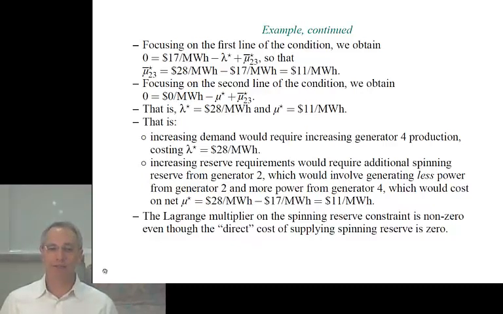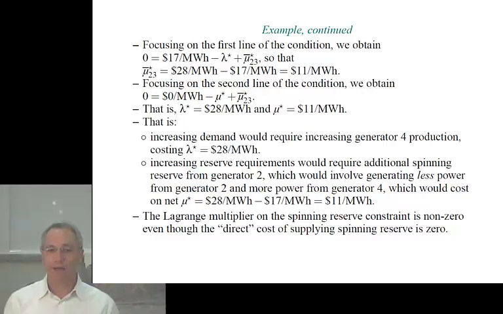So again, using our sensitivity analysis, increasing demand would require increasing generator 4 production. That's different to the previous 300 megawatt demand case. In this 500 megawatt demand case, we're dispatching generator 4, and it is marginal. Increasing demand would require increasing generator 4 production, which would cost $28 a megawatt hour. For the case of reserves, though, there's a rather more subtle story. Increasing reserve requirements would require additional spinning reserve from generator 2, but generator 2 was the cheapest generator amongst 2, 3, and 4.